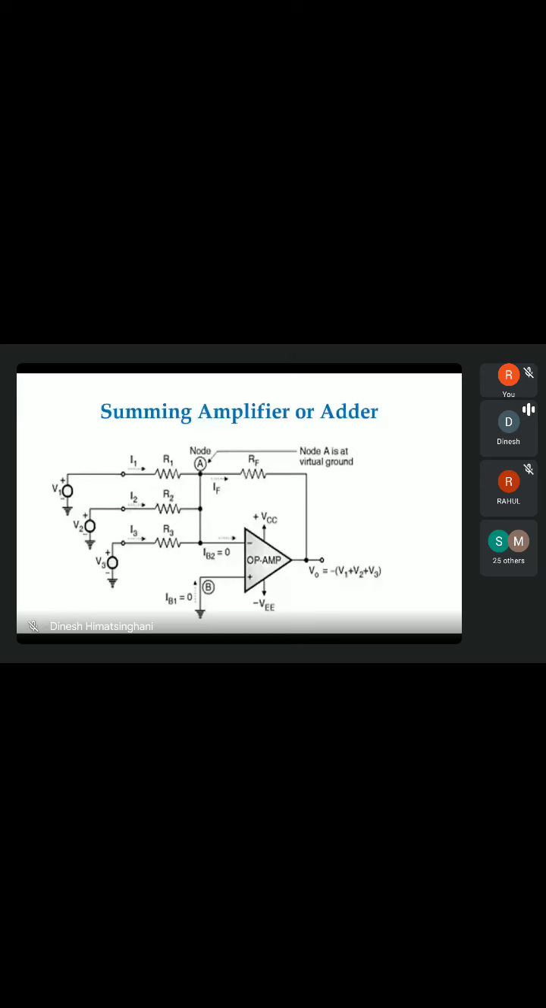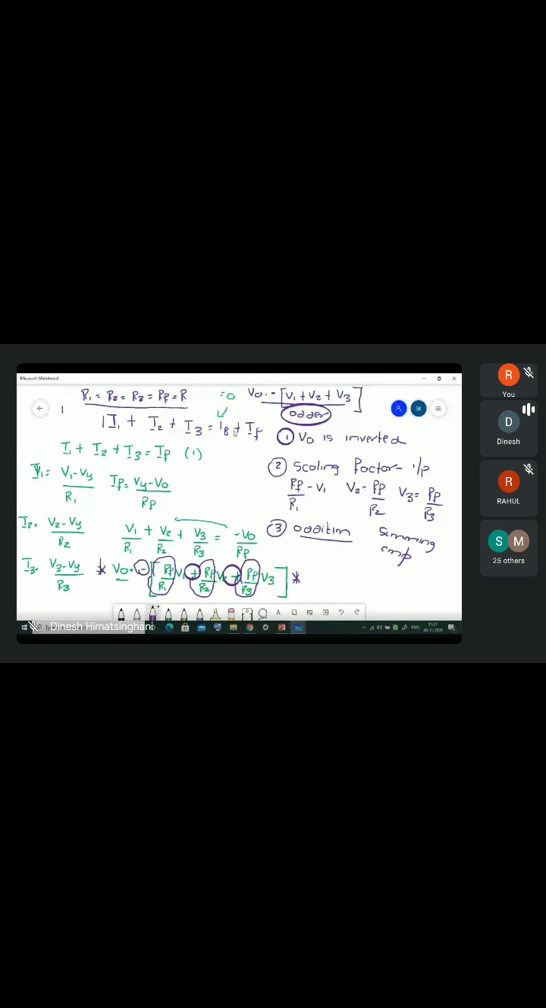I1 plus I2 plus I3 is IB plus IF. Op amp ideal, infinite impedance, base current flowing into the op amp is 0. So I1 plus I2 plus I3 is equal to IF. What is I1? It is V1 minus Vy upon R1. Non-inverting terminal grounded, V0. By the concept of virtual ground, Vy is also 0. So this equation becomes V1 upon R1.